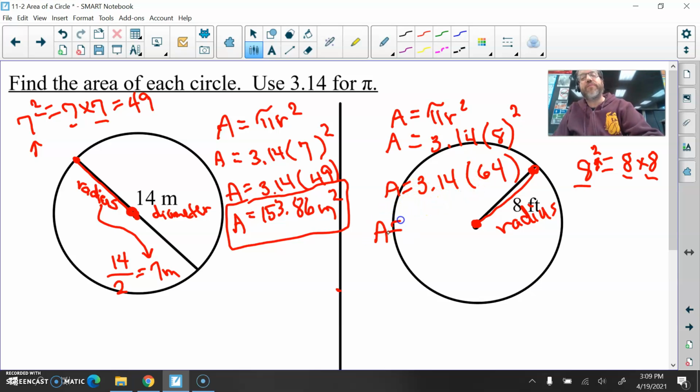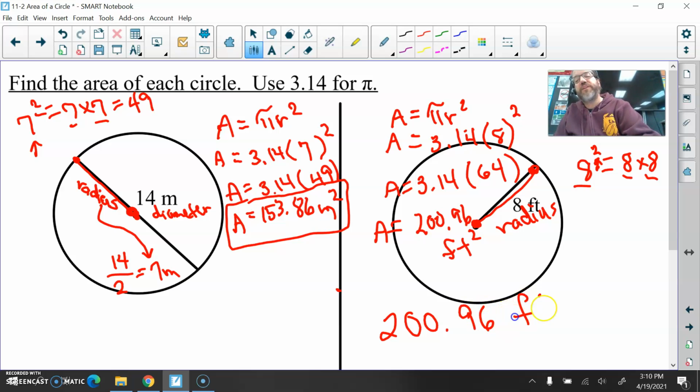And now, grab your calculator. 3.14, I'm just entering it in my calculator, times 64 equals, and it says 200.96. So my label here, I'm working with feet. Area will be square feet then. Area is always square units. So I'm going to put square feet here for my label. Maybe I'll rewrite this whole thing because it's a little bit messy. 200.96 square feet.